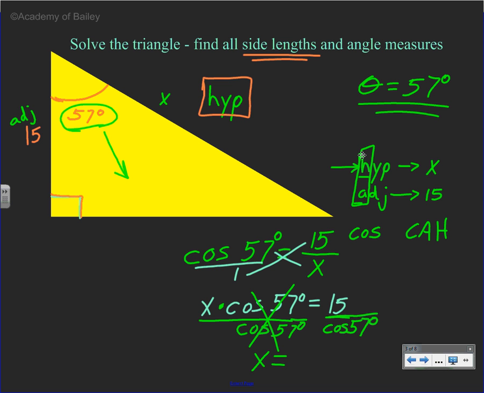All right, in your calculator, you should be typing 15 divided by cosine of 57 and pressing enter, and you should get something like 27.54. So the value for the hypotenuse is 27.54.